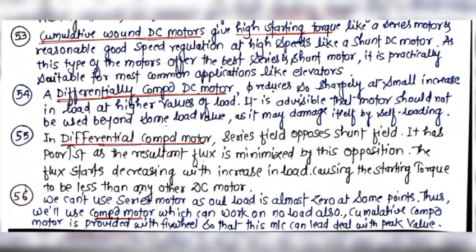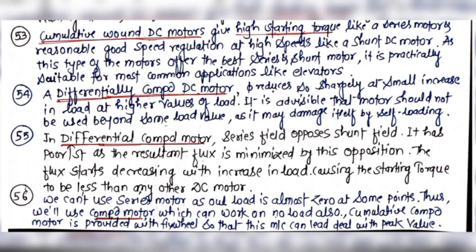In a differentially compounded DC motor, the flux reduces so sharply with a small increase in load at higher values of load. It is advisable that motors should not be used beyond some load values, as they may damage themselves by self-loading.